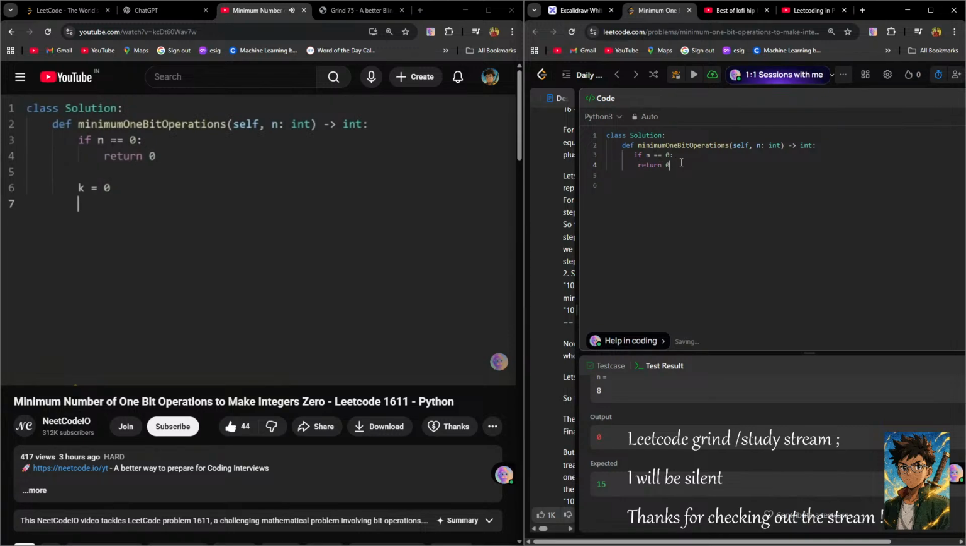So now, how do we find the most significant bit? Well, while 2 to the power of k. So this is the position of the most significant bit, and 2 to the power of k is the number that that bit is going to form.